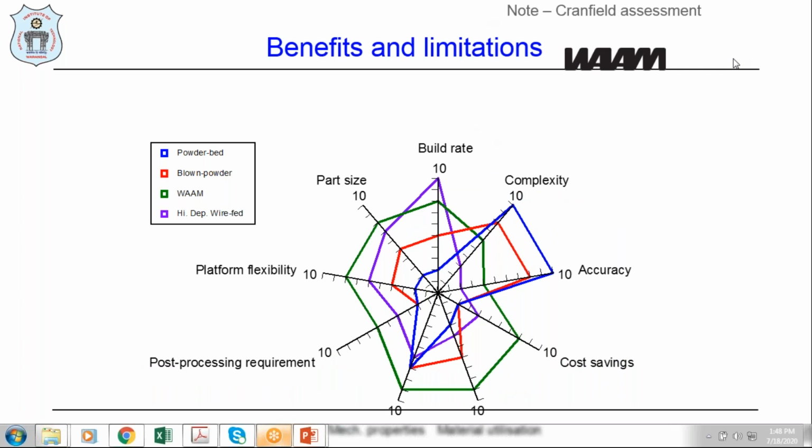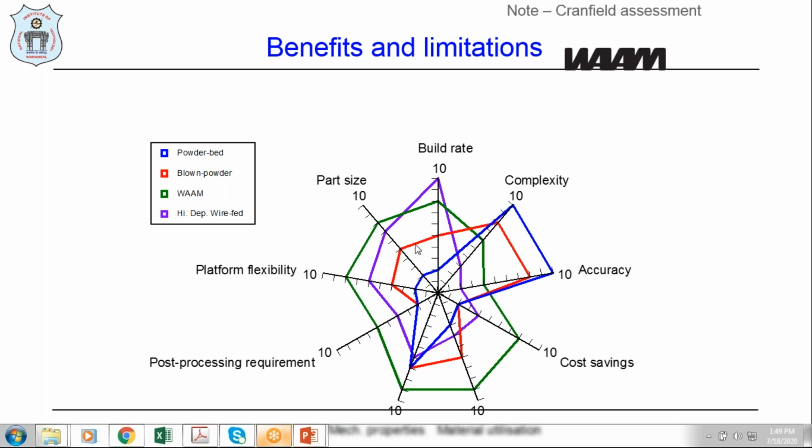This is the spider graph defined by Cranfield University, showing the benefits of the WAAM process compared with DED technology or the SLM process. When we have a structural component and need cost saving as well as flexibility of the platform, we have to go for the WAAM process. And if you want the highest build rate, we can also go for the WAAM process. If you want very high complexity, we have to choose powder bed fusion technology. Based on the requirement, we have to go for this type of process.